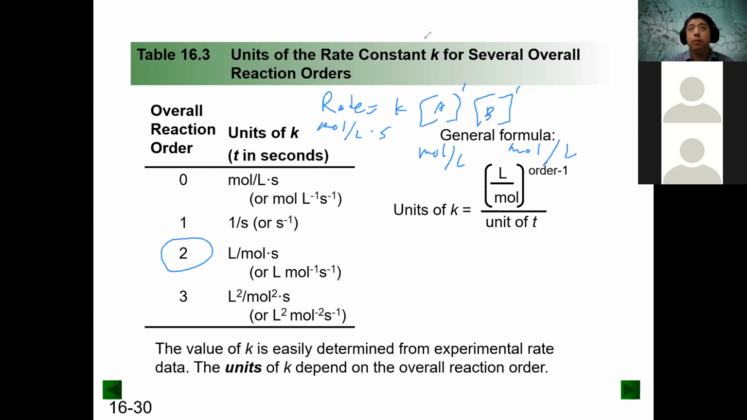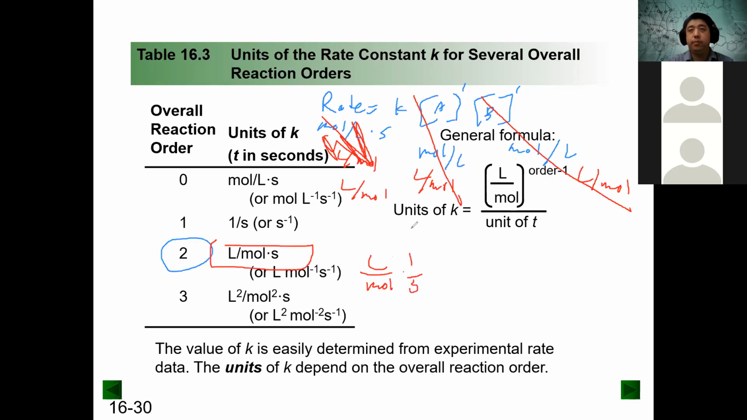So I move it to the other side, I must multiply this by liters per mole, so the inverse of it. So that gets canceled out. I must multiply this by liters per mole, same thing. That means I'm multiplying this side by liters per mole twice. So this one gets canceled out. The new units for K is now liters per mole times 1 over second, which is exactly what is here. And that is the unit for K.